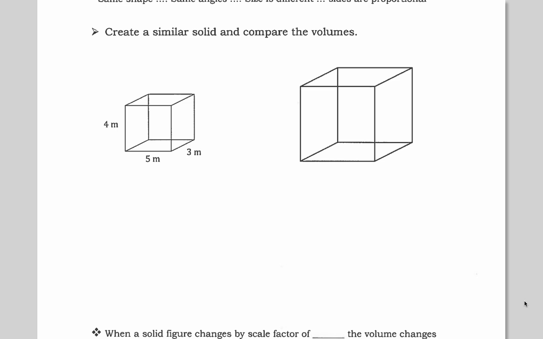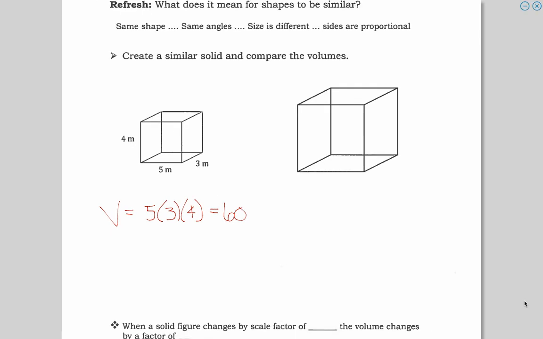So what about the ratio of volume? Right now we have volume equals 5 times 3, which is the base, times the height. So 15 times 4 is 60. And it says create a similar solid and compare.